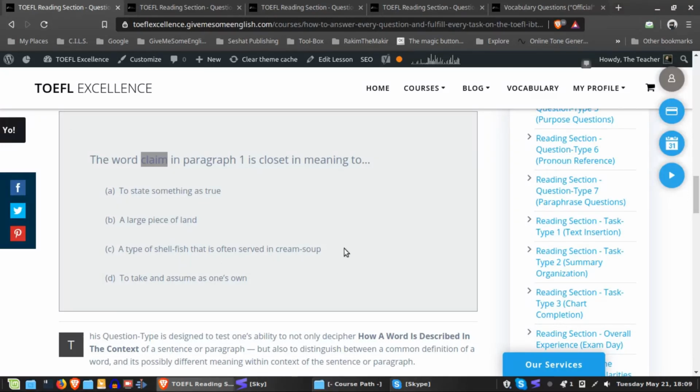Now, this is another example of one of the types of tricks that they use. This is actually a description of a clam, not a claim. So they might give you a definition of a word that sounds very similar to the one that's in question, and to take and assume as one's own. Now, here's the tricky part. All three of these are actually definitions to the word claim. This is the most common definition.